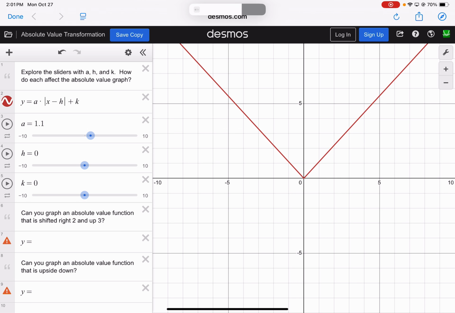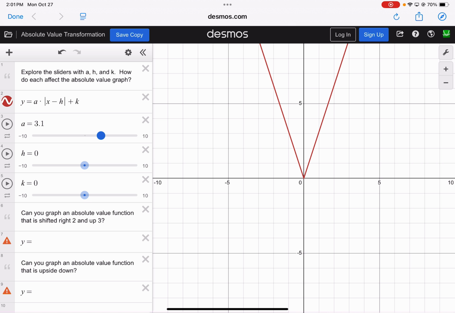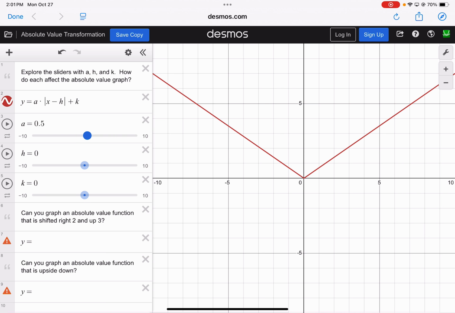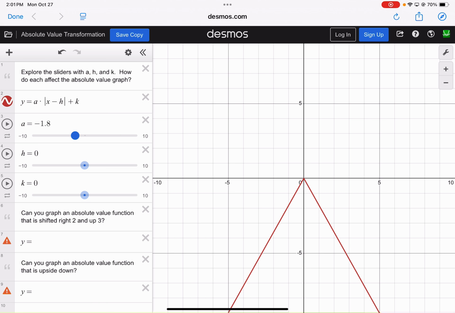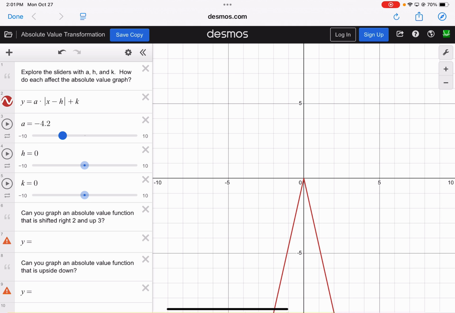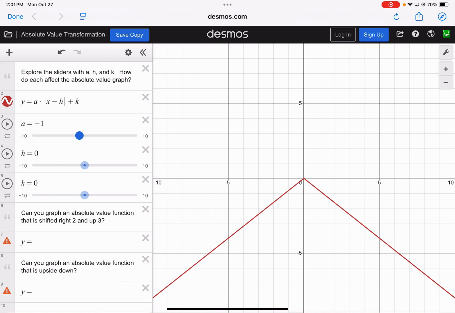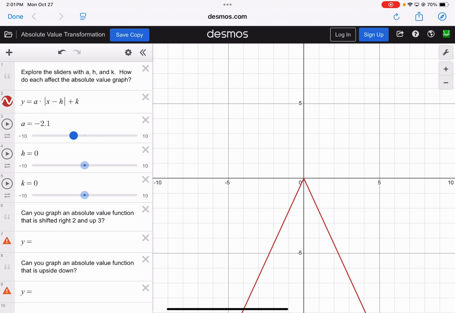You can tell me how A affects the graph. How so? Moving the sides, like, I don't even know. Okay, so it gets steeper or less steep. But then did you make it do this? When did it go upside down? Oh, when A is negative. Got it. Okay.